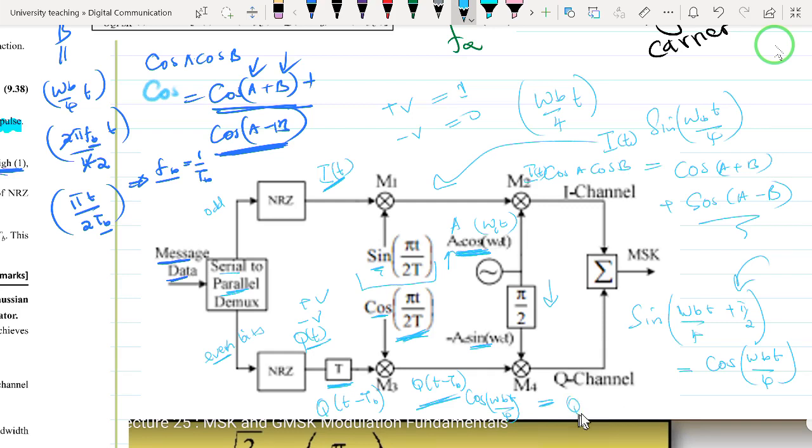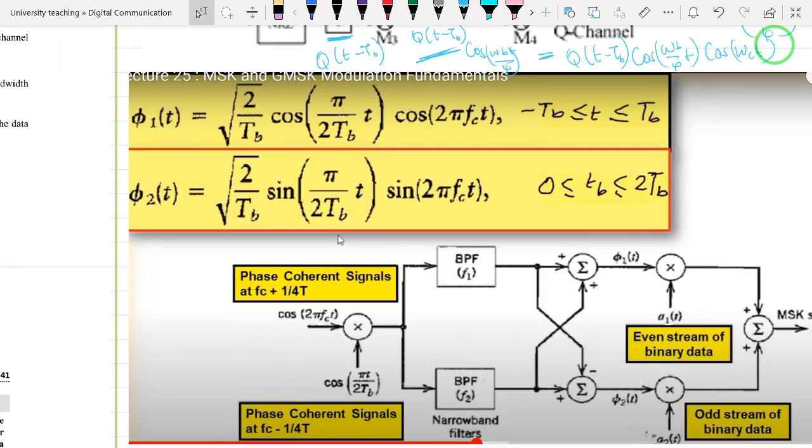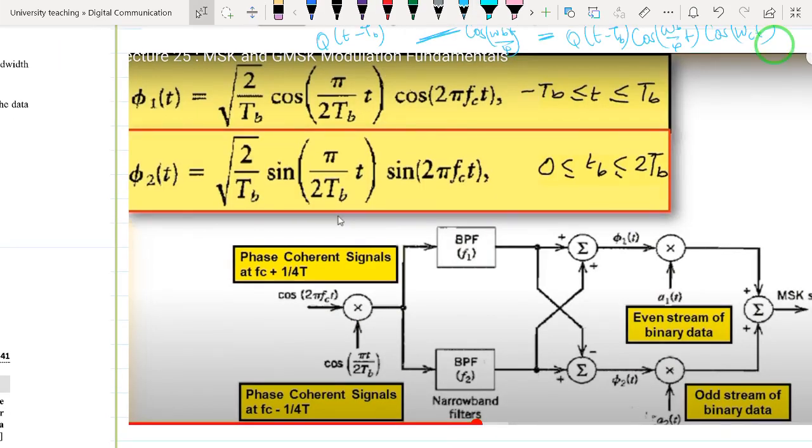It is now equivalent to Q(t−T_b) cos(omega_b t over 4) cos(omega_c t). Again, following this idea, cos A cos B takes the form of cos(A+B) plus cos(A−B). If these are divided by 2, the amplitude doesn't affect us much and can be considered to be a constant K. When we have these two, they are added together at this point, and then we have our MSK signal generated as such.